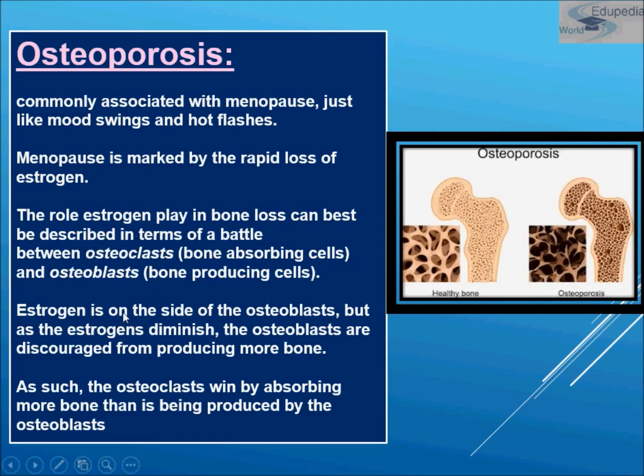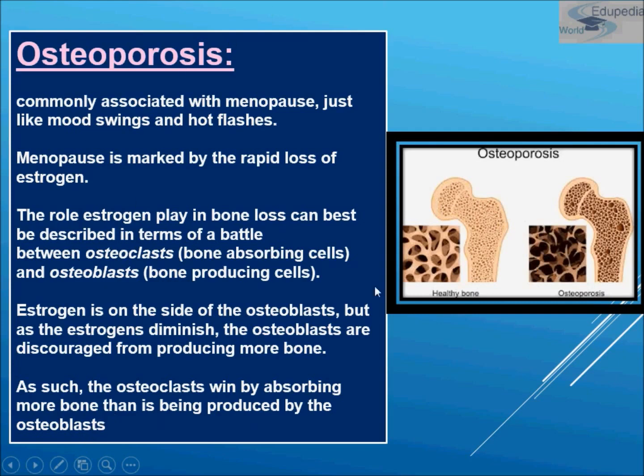Estrogen is on the side of osteoblast, but as the estrogen diminishes, the osteoblasts are discouraged from producing more bone. As such, the osteoclasts win by absorbing more bone than is being produced by osteoblasts. As I told you, osteoporosis takes place when this battle between osteoclast and osteoblast is lost.